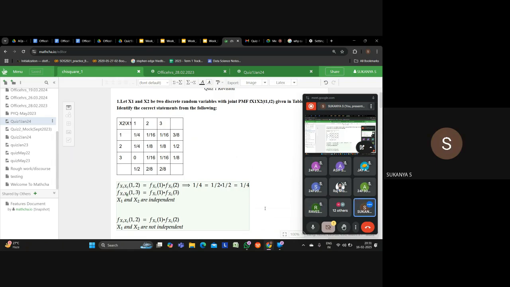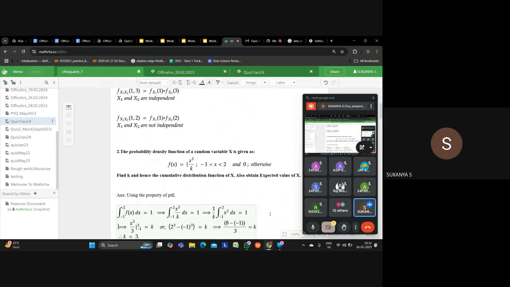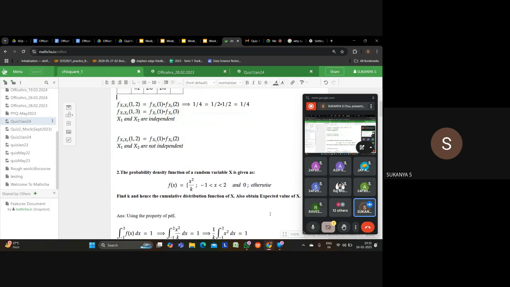Okay, perfect. Now, the next question. You have a probability density function given as f of x equal to x square by k in the range minus 1 less than x less than 2. So, this is which type of a random variable? You have a range like this.